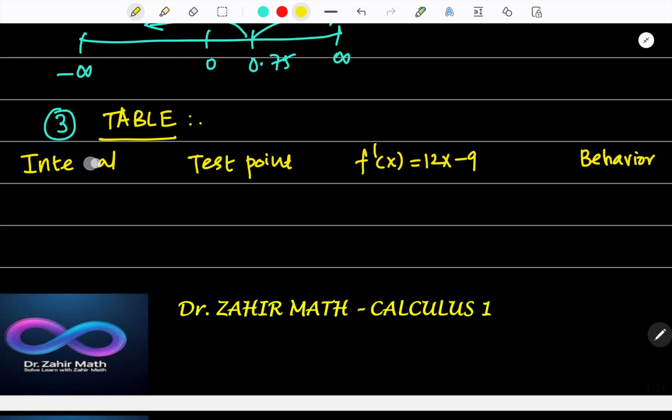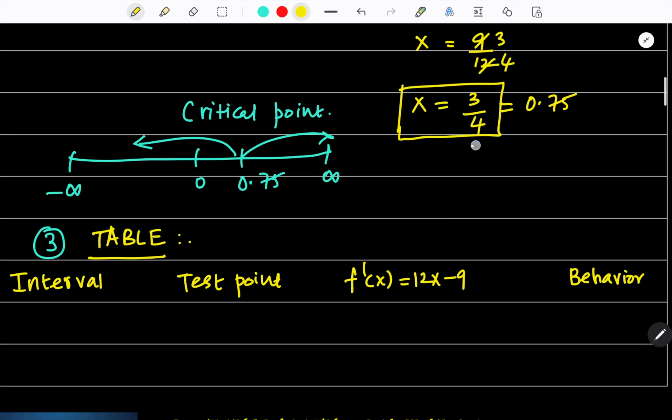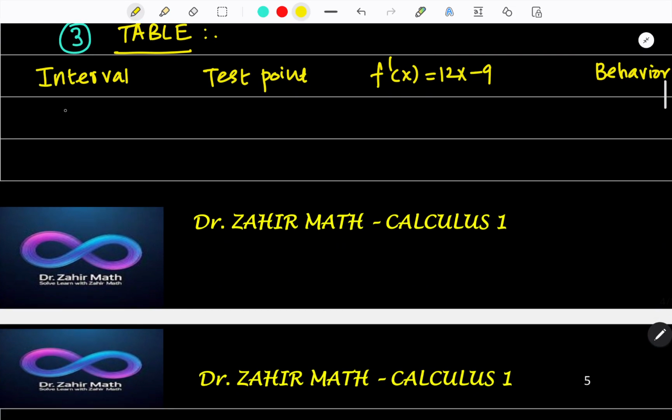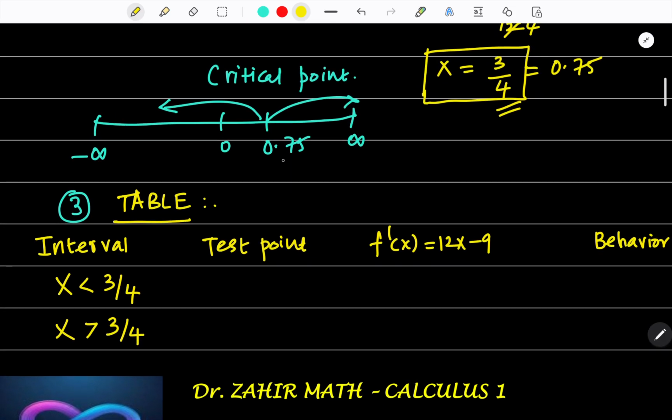Right. Let me go with the interval. So what is your point? 3 by 4. So very simple. X less than 3 by 4 and x more than 3 by 4. 3 by 4 is what? 0.75. So less than 3 by 4, you can take a point, what? X equals what? 0. Always you take 0 and 1. That's it. More than 0.75, we are taking x equals 1.